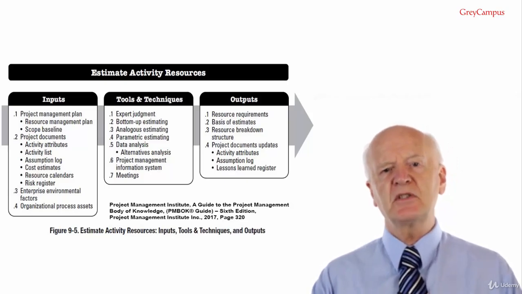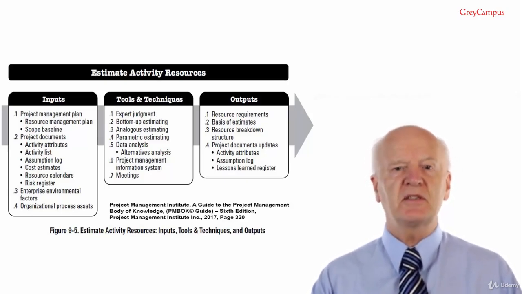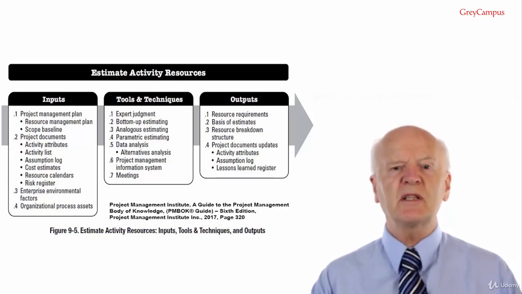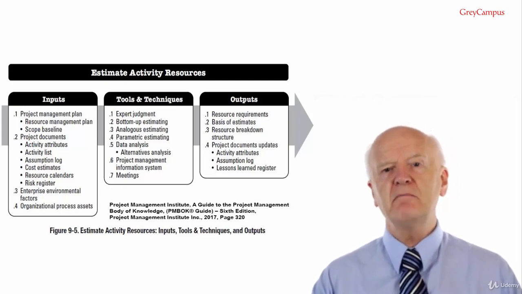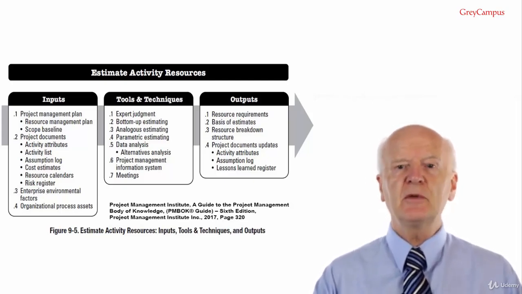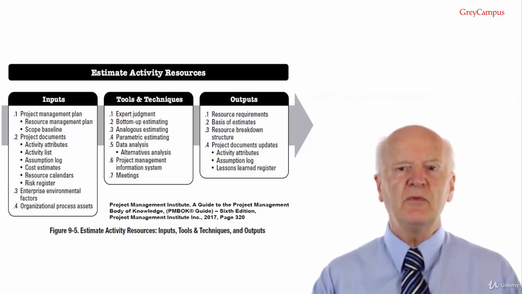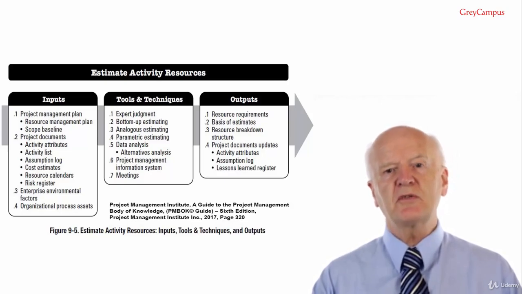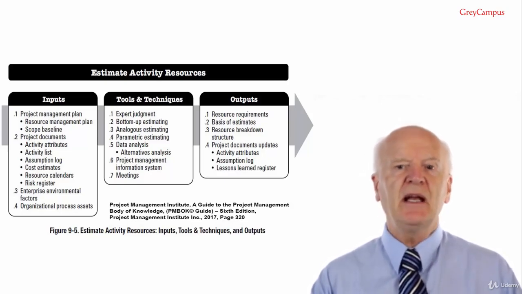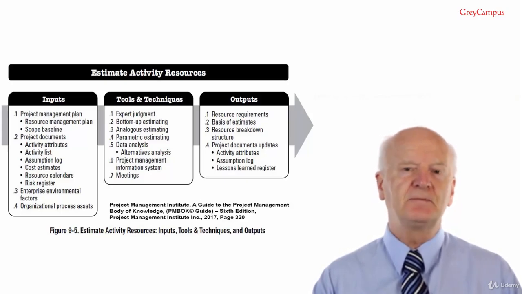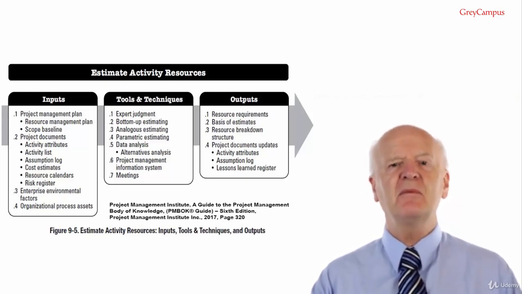Tool and technique number 6, project management information system. The system can include resource management software that can help plan, organise and manage resource pools and develop resource estimates. Depending on the sophistication of the software, resource breakdown structures, resource availability, resource rates and various resource calendars can be defined to assist in optimising resource utilisation. Tool and technique number 7, meetings.